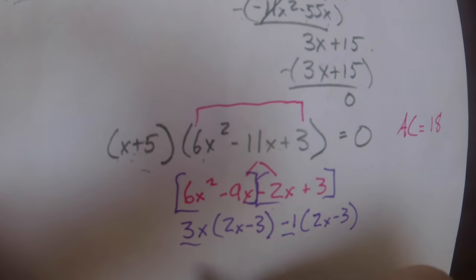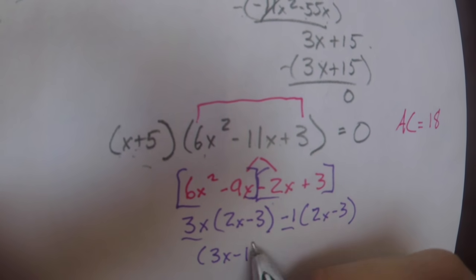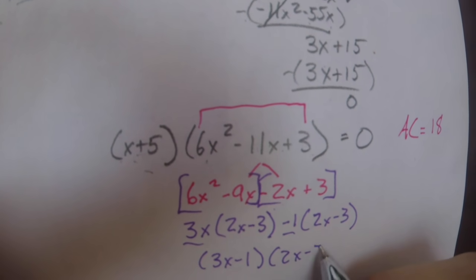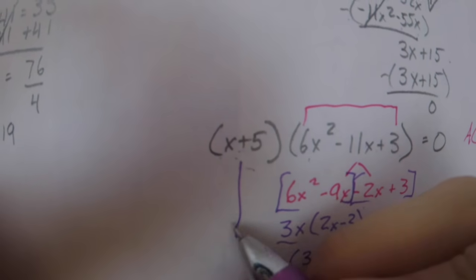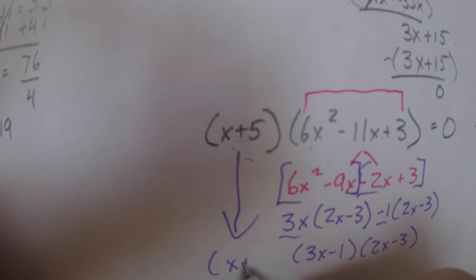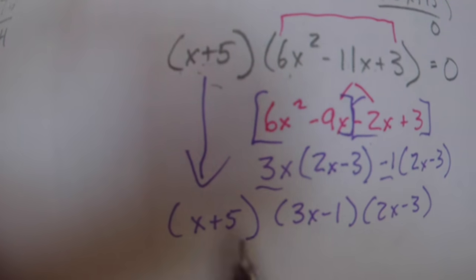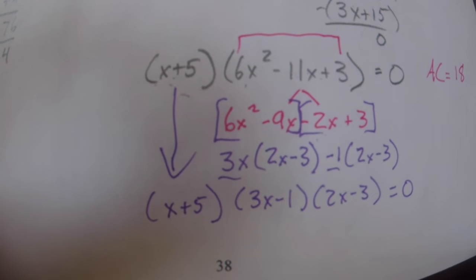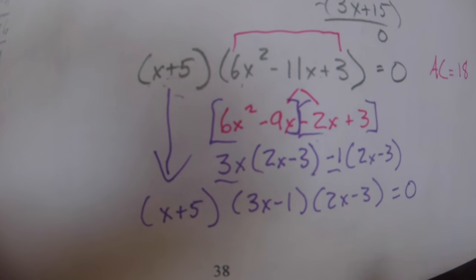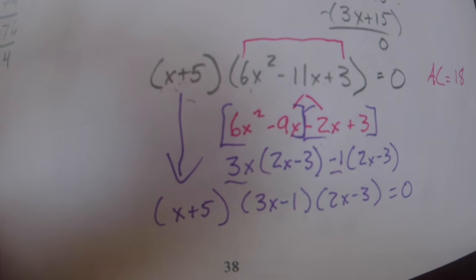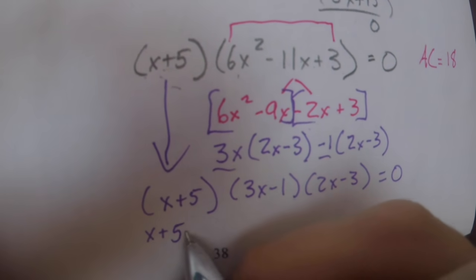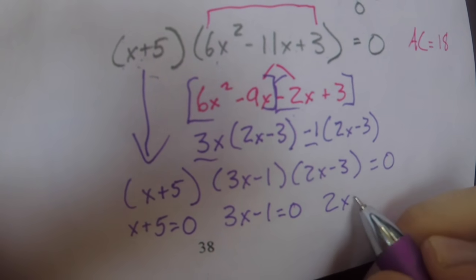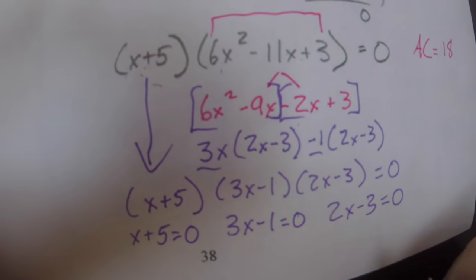Remember these two go together. Whatever the repeating factor is, that's one of the factors. And don't forget about this x plus 5. That is also one of the factors. So here's the completely factored form of our original function. I need to find the zeros, so I take each factor and set each factor equal to 0.